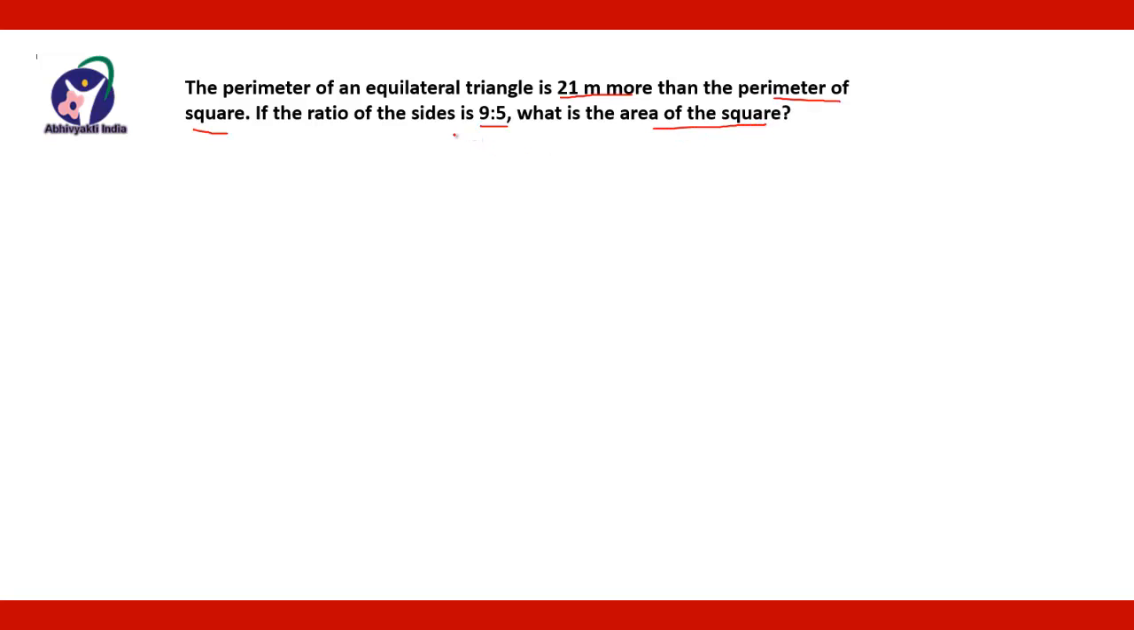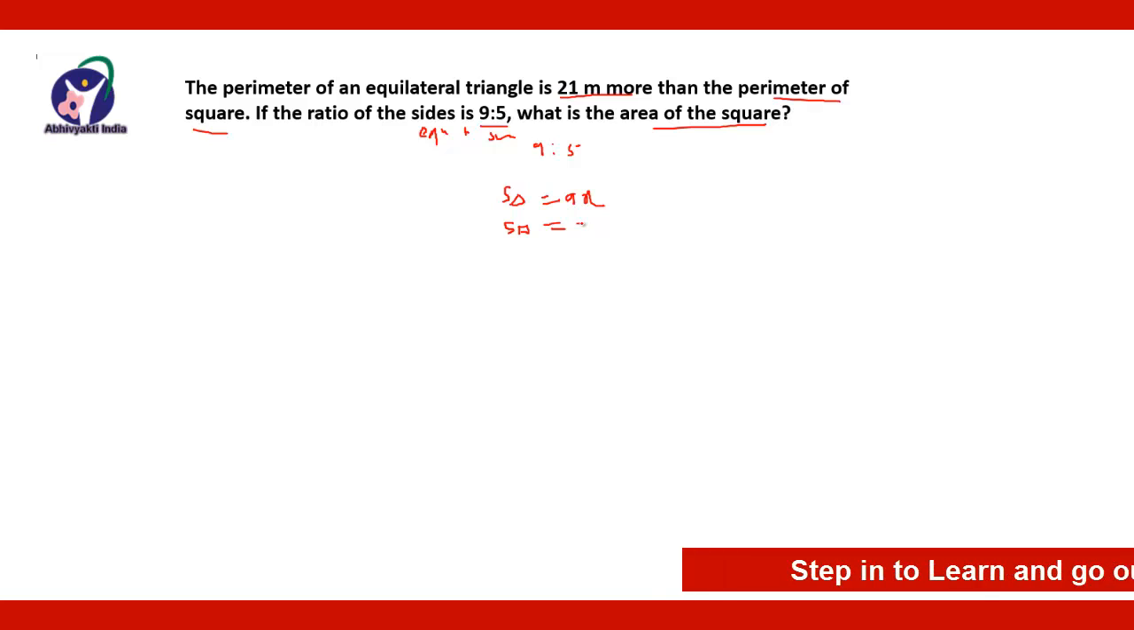The ratio of the side of the equilateral triangle to that of the side of the square is given as 9:5. So first assume that the side of the equilateral triangle is equal to 9x and the side of the square is equal to 5x.